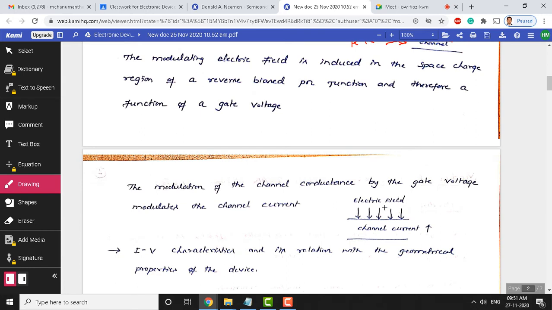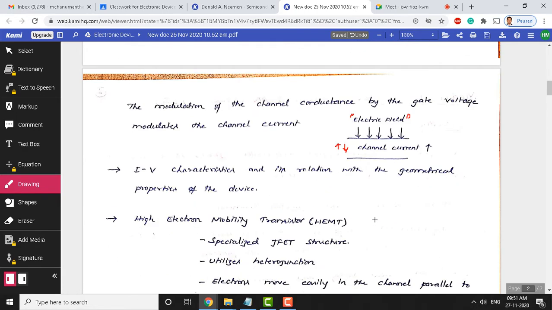See, we are applying voltage that in turn establishes electric field within the channel, and the channel conductance varies here, it may increase or it may decrease, and depending upon the channel conductance, the channel current also will vary proportionately. Okay. So, this is very important in understanding the transistor.